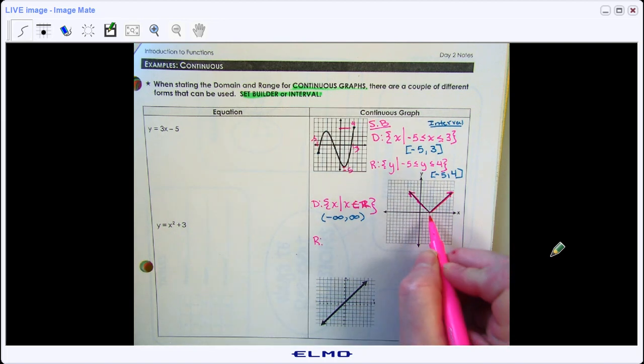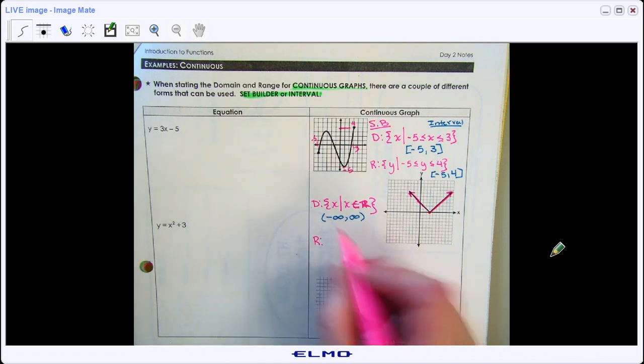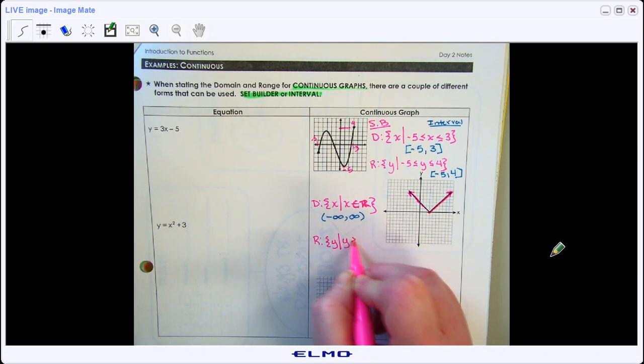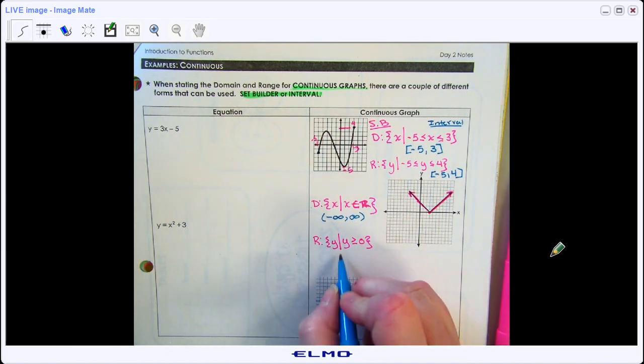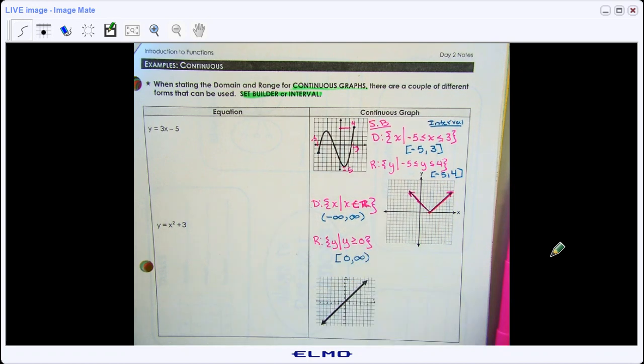Now my range values here, my lowest y value is 0, and it goes up. And again, it's got arrows, so it's going to keep going up forever and ever. So y such that y is greater than or equal to 0. In interval, that would be 0 to infinity and beyond, just like Buzz Lightyear.